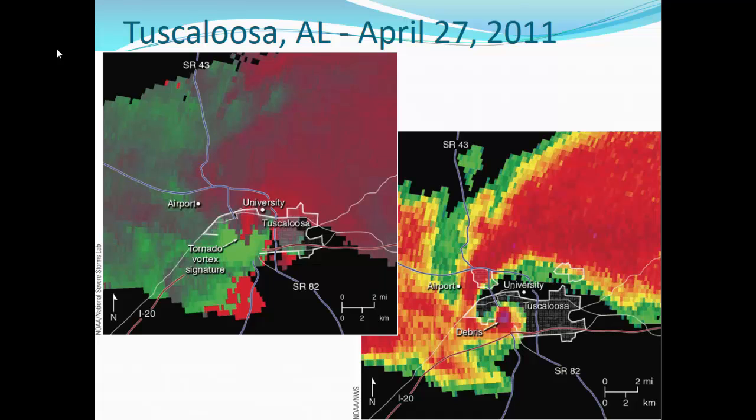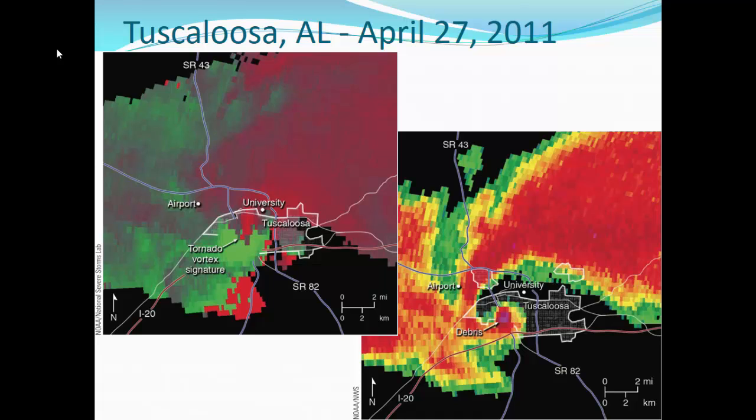And then when you look at the one on the left, you can see the reds where the winds are rushing away and the greens where the winds are rushing toward the radar site. And again, indicating that counterclockwise turning of the mesocyclone.